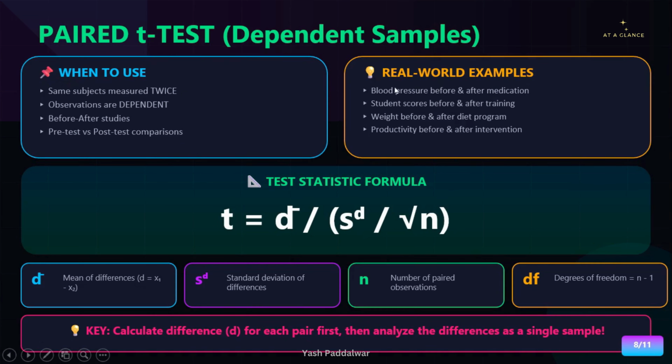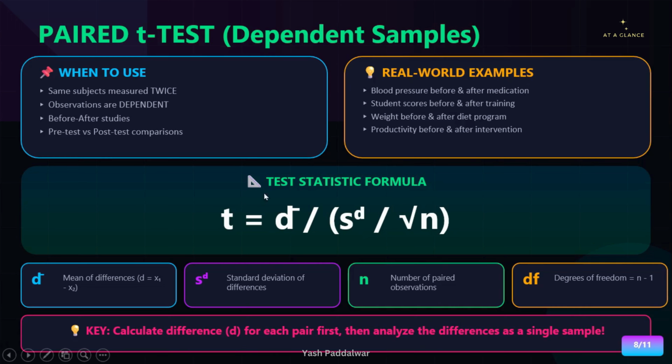Real world examples like blood pressure before and after the medication, student scores before and after the training, weight before and after the diet program, productivity before and after the intervention. So for all such scenarios, you use paired t-test. I hope you are understanding the concept. If you are not still understanding it, please put your comments in the comment section regarding this. I'll create a separate video on paired t-test and independent t-test.